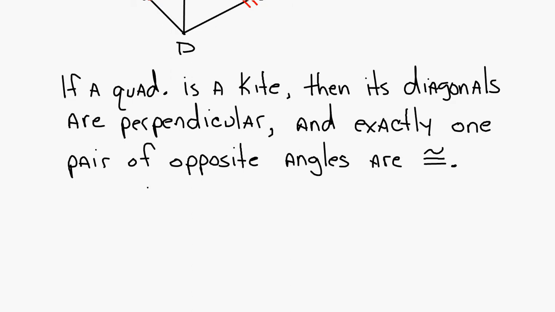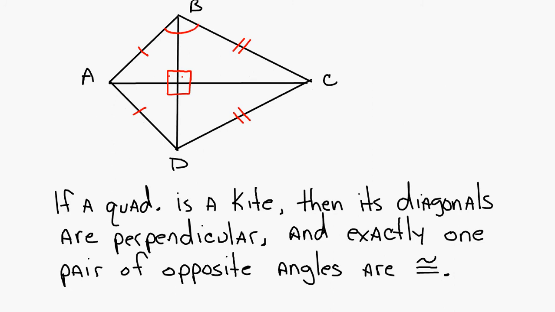So if you go back to this diagram, you can see which opposite angles are going to be congruent. Angle ABC and angle ADC are the angles that are congruent. They are the angles formed by the non-congruent sides. The angles formed by the non-congruent sides are the one pair of opposite angles, exactly one pair of opposite angles that are congruent.